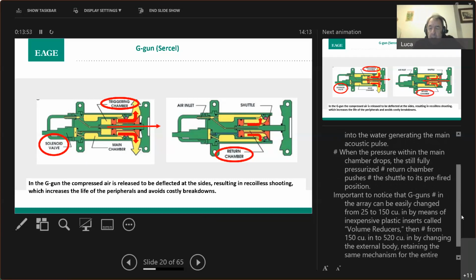Important to notice that the gun in an array can be easily changed from 25 to 150 cubic inch by means of an inexpensive plastic insert called a volume reducer, and from 150 cubic inch up to 520 cubic inch by changing the external body, retaining the same mechanism for the entire shooting sequence.